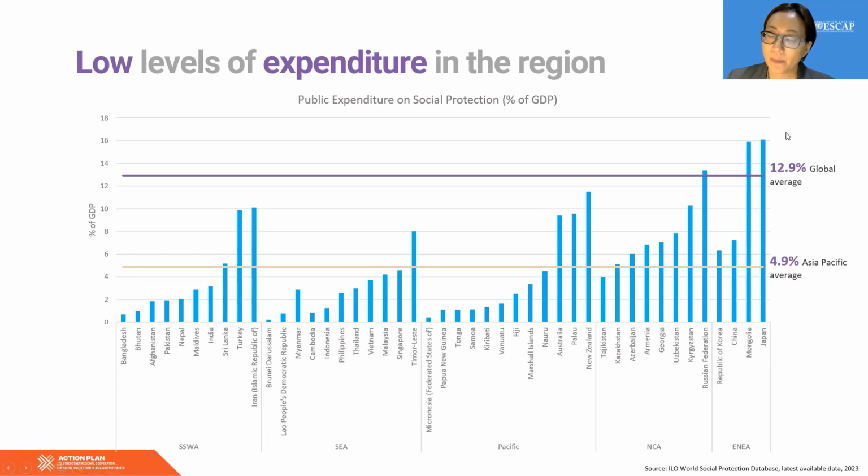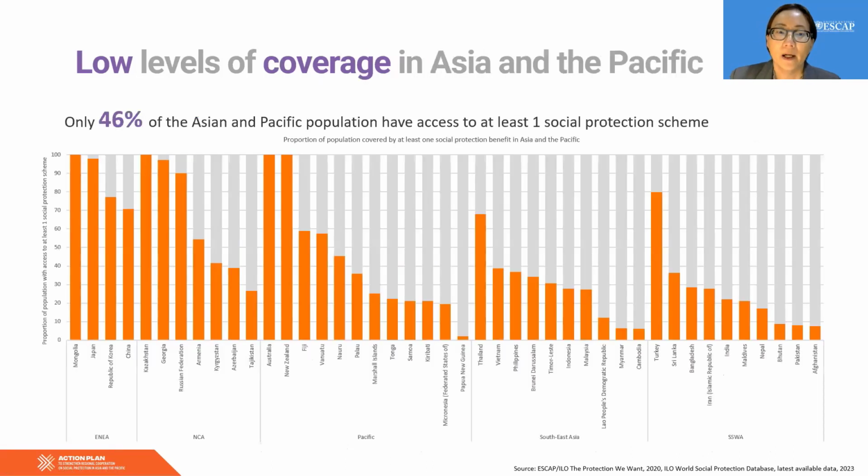And we'd like to also point out that higher spending countries aren't necessarily the richer countries in the region. We also have lower income countries such as Mongolia being the highest spenders on social protection in the region, and Mongolia also having very high levels of coverage as well.